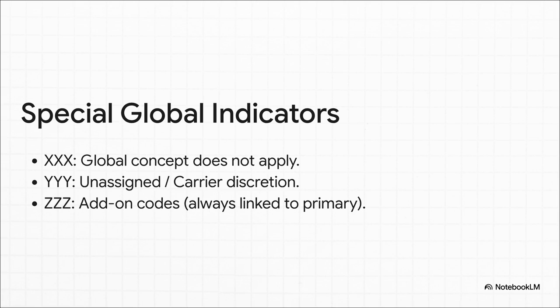I'm telling you, these are classic exam traps. XXX means the global concept just does not apply at all. YYY means it's unassigned or basically left to carrier discretion. And ZZZ, those are your add-on codes, which are always linked directly to the primary code's global period. Definitely take a second to memorize these three.